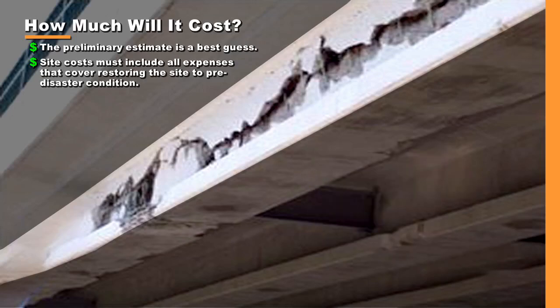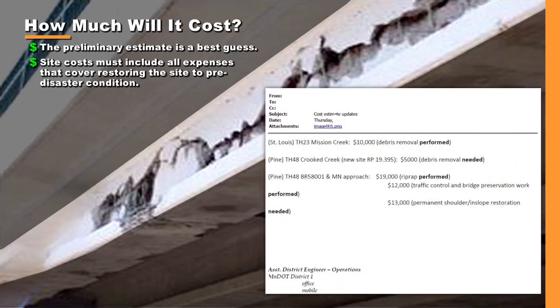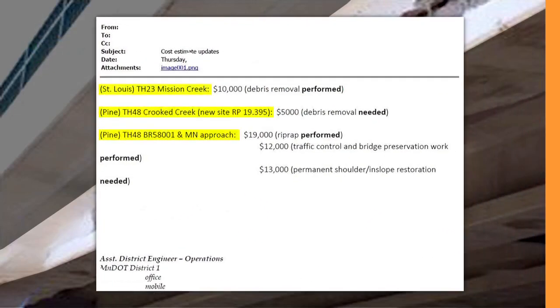What should this preliminary estimate look like? It can be as simple as an email with the location spelled out, the numbers clearly stated, and pictures attached.